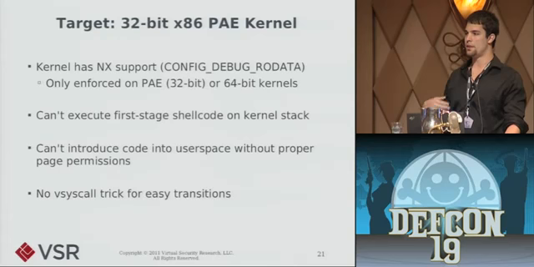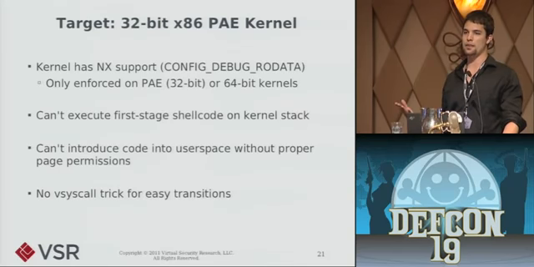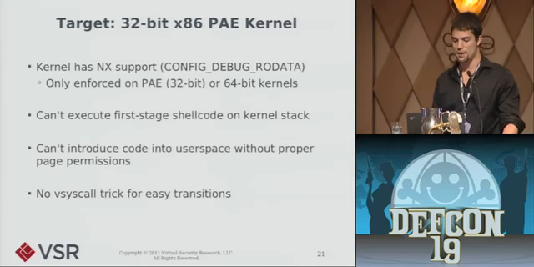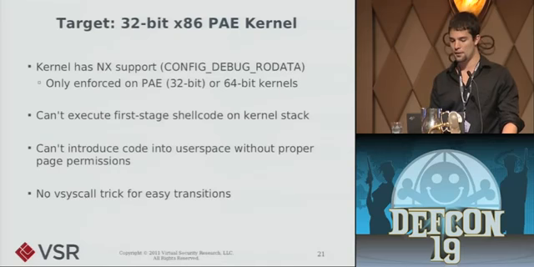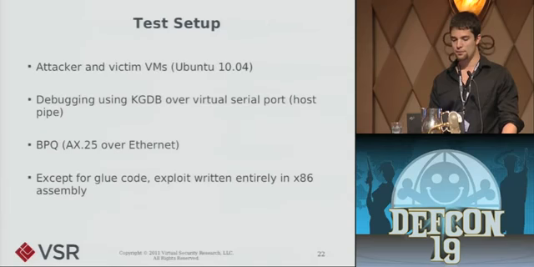These kernels have userland NX protection as well. So if we're going to somehow introduce code into a user process, we also need to do so in a way that honors page permissions. We can't execute code on a userland stack without modifying its permissions. And then finally, because we're on a 32-bit machine, we can't leverage sgrakkyu's trick that was specific to AMD64 to make that transition from interrupt context to userland.